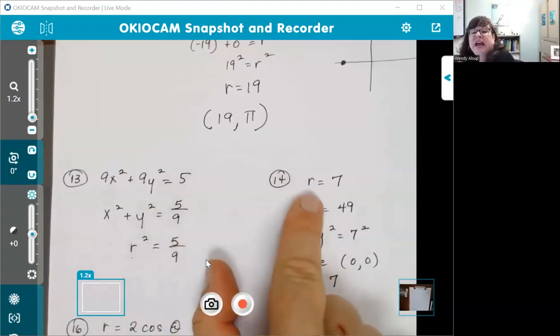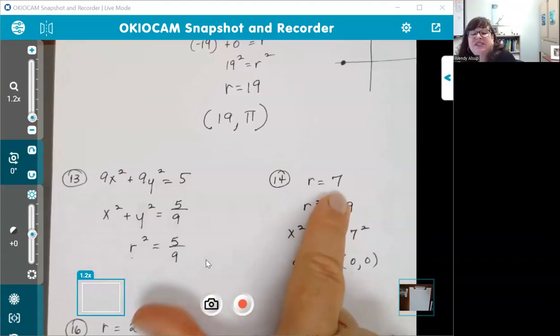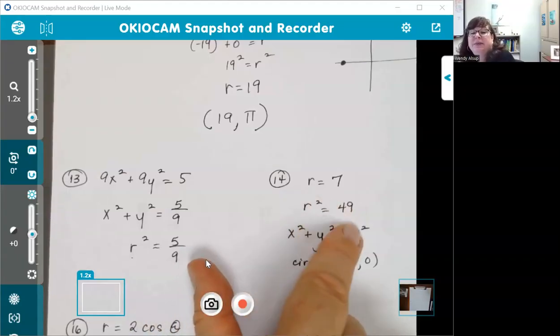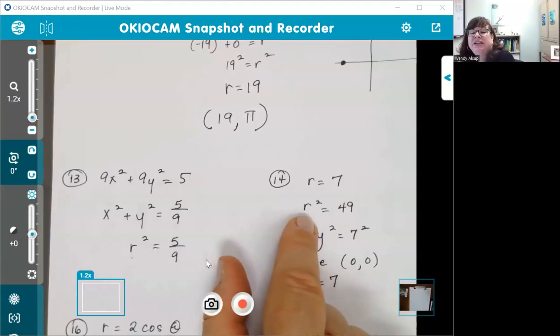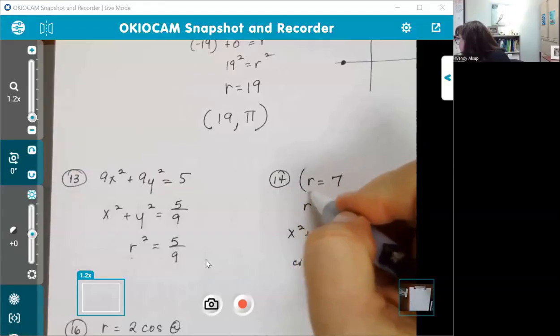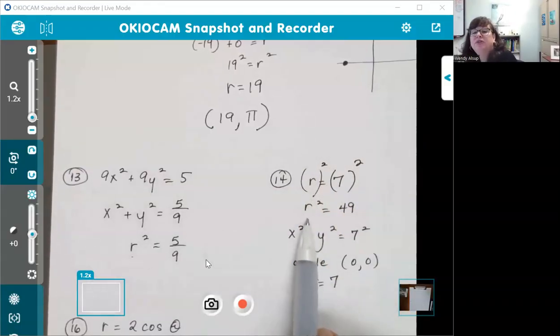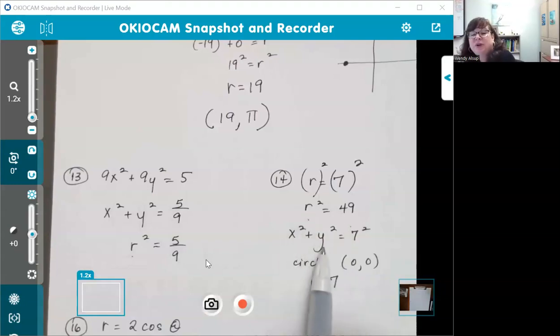Number 14, I was given r equal to 7. Well, this is going to be a circle with a radius of 7. But the way to think about that, you can multiply both sides by r, or no, excuse me, just square both sides. Whatever you do to one side, you have to do to the other. r squared is 49. r squared is the same thing as x squared plus y squared. And here you are right in your standard form of a circle with the center of (0, 0) and a radius of 7.